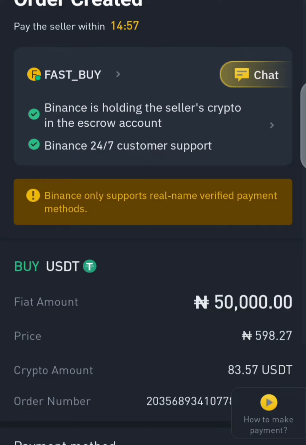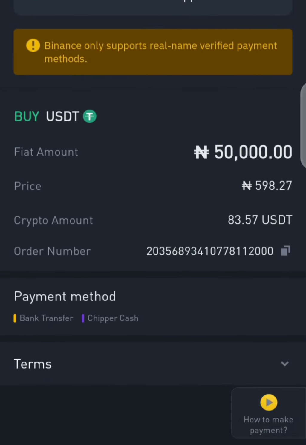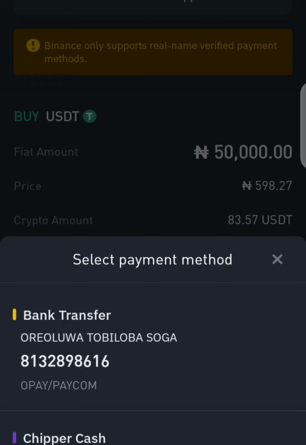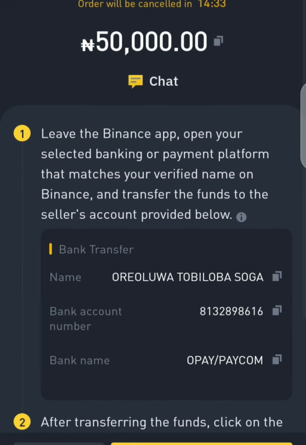So once I click on buy with zero fee, this interface will pop up. The next thing is you click on make payment. Once you click on make payment, they will now ask you which of the banks. This person is using two payment methods, bank transfer and SIFA cash. We are dealing with bank transfer, so you will now click on the bank transfer.